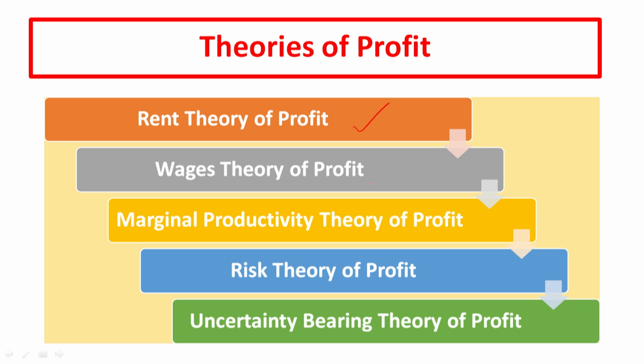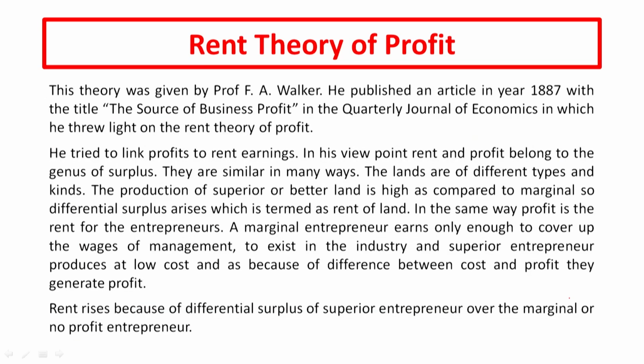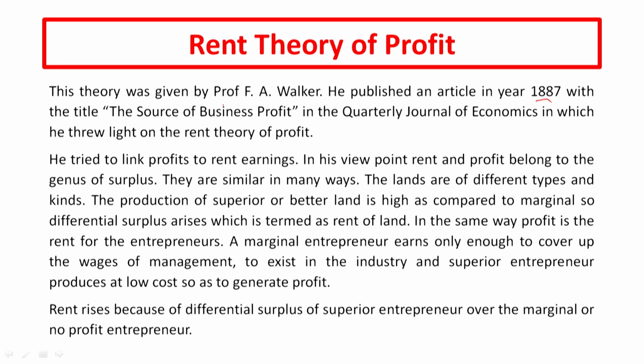Rent theory of profit, wages theory of profit, marginal productivity theory of profit, risk theory of profit, and uncertainty bearing theory of profit. The first, that is rent theory of profit. This was basically propounded by F.A. Walker. He published an article in the year 1887 with the title The Source of Business Profit in the Quarterly Journal of Economics, in which he threw light on the rent theory of profit.